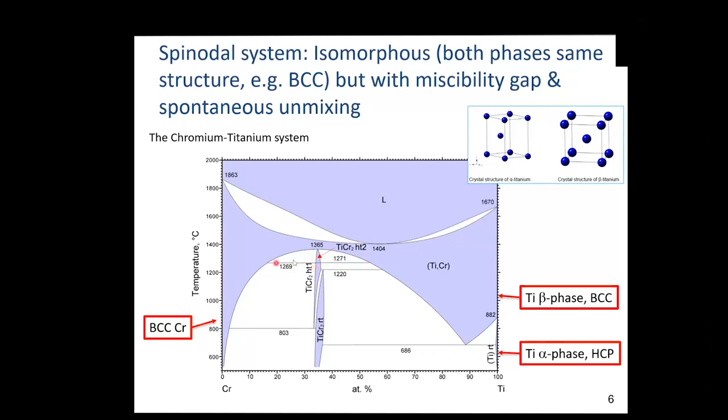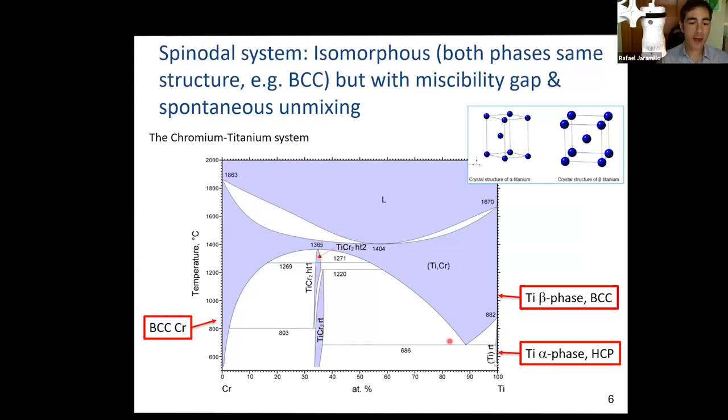Yeah, they're complicated. So what on earth is going on here? This is what's going on. Are you talking about this tie line here? Yeah. Let's look at all the tie lines in this diagram. Let's start there. At 686 degrees, they've drawn a tie line between titanium and its HCP phase, which has a tiny little sliver of chromium solubility. You can just see that little purple region. And this is TiCr2, room temperature polymorph, RT.